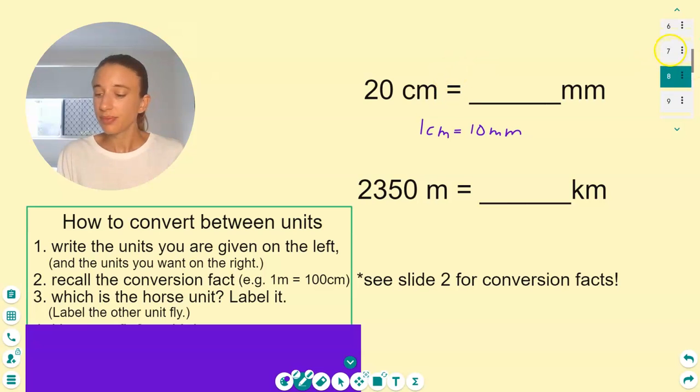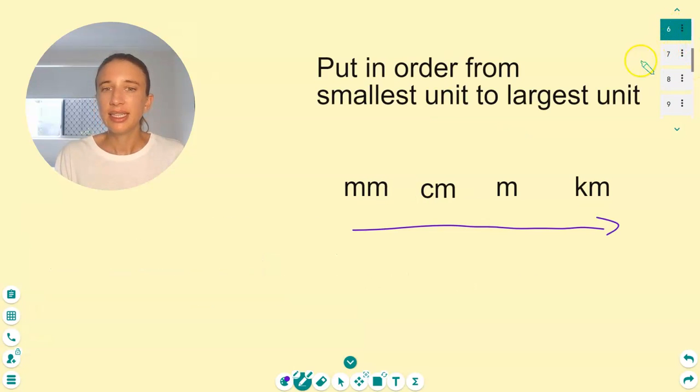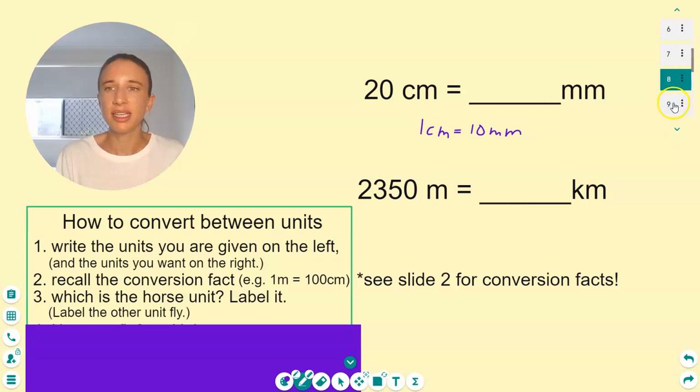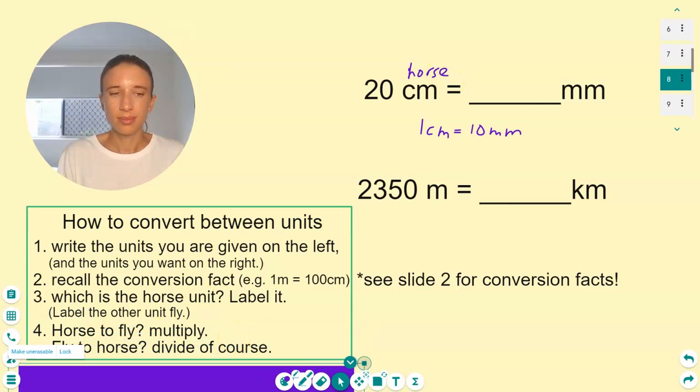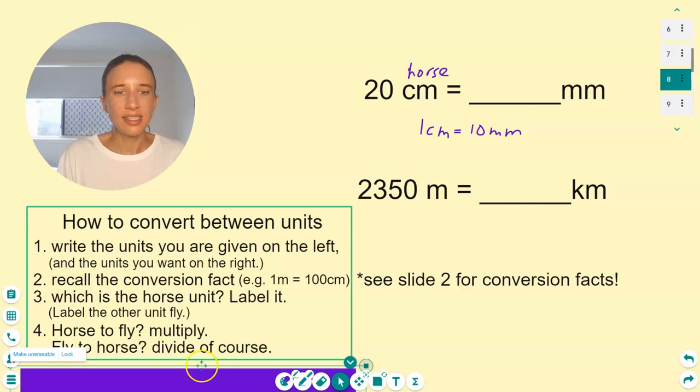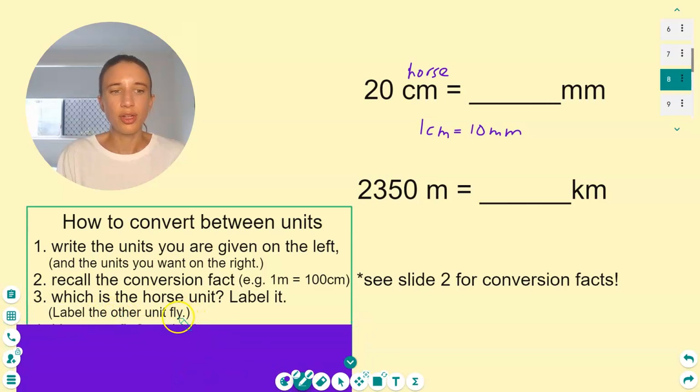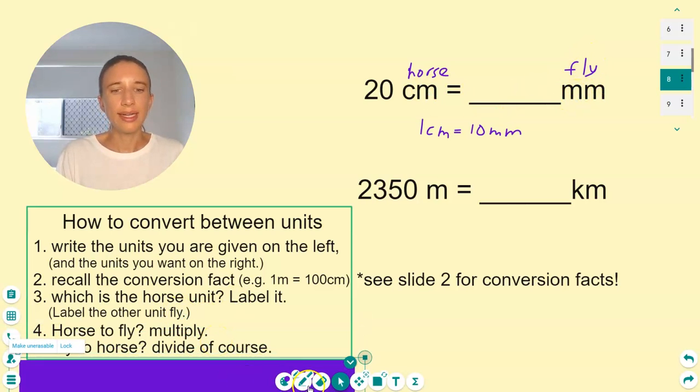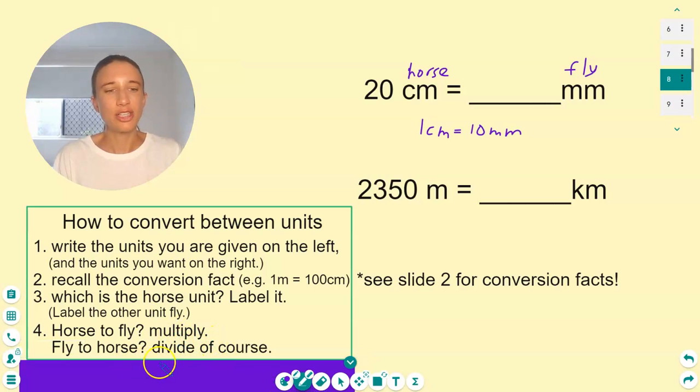Now I know from back here that centimeters is bigger than millimeters, right? So centimeters here is the horse unit. Now I'm going to label it horse. Bear with me, all right? And then it also says here, label the other unit fly. Horse to fly, multiply. Fly to horse, divide of course.